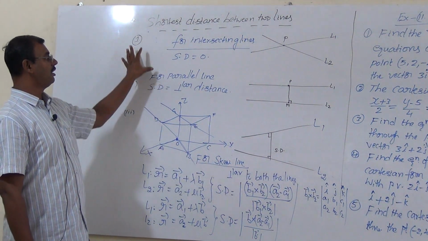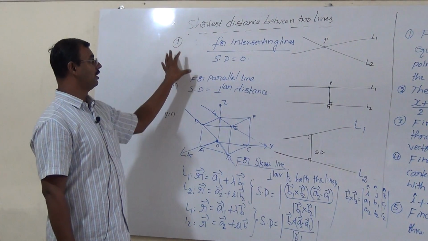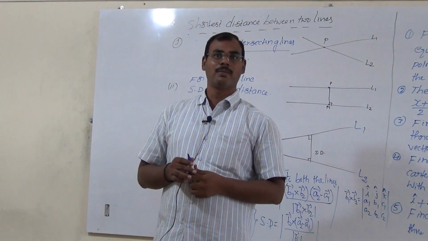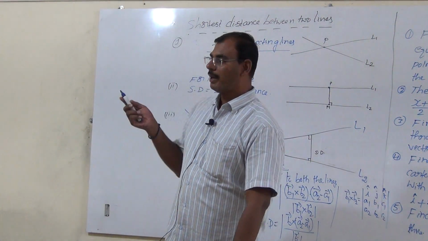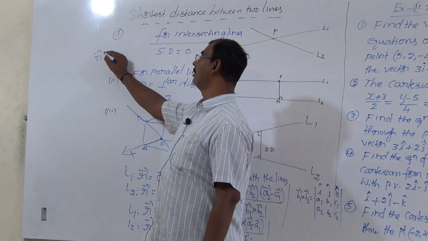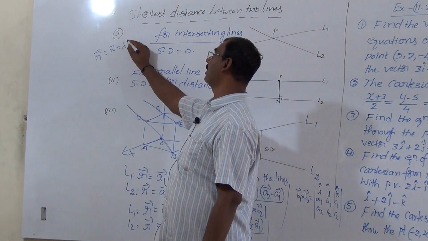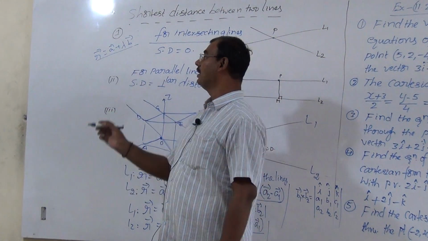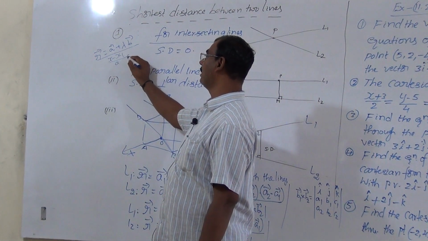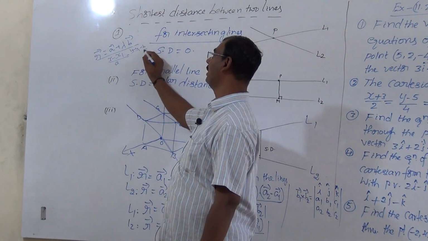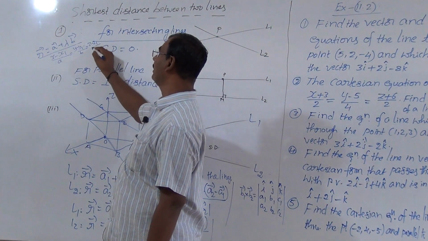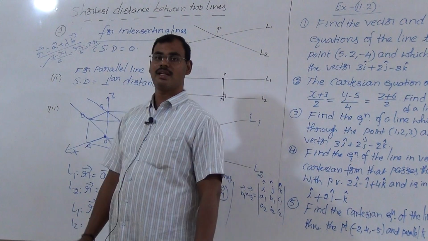So last class we derived the theorems and formulas also. I repeat once again, the equation of a line passing through a point and parallel to a vector, that is the general form, R bar is equal to A bar plus lambda times B bar. This is in vector form. In Cartesian form, x minus x1 divided by A is equal to y minus y1 by B is equal to z minus z1 divided by C. This is in the Cartesian form.